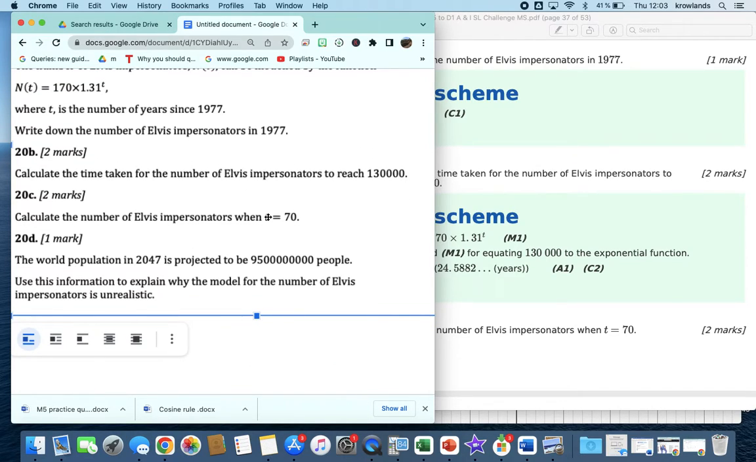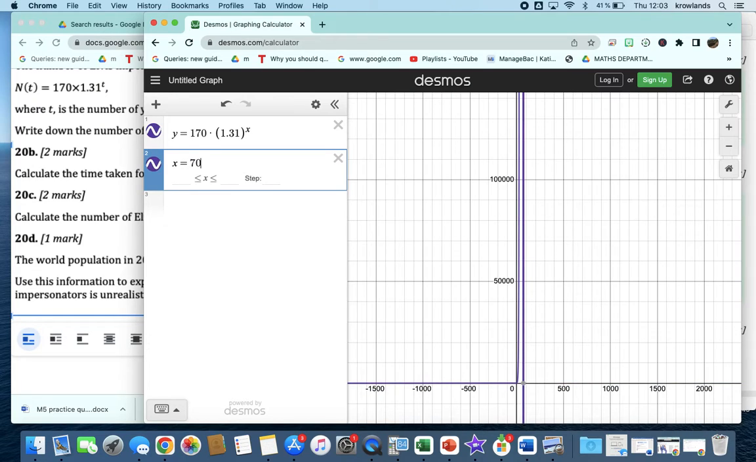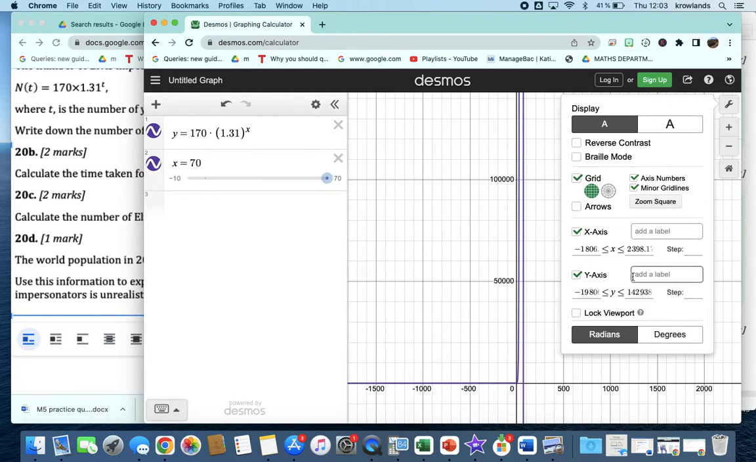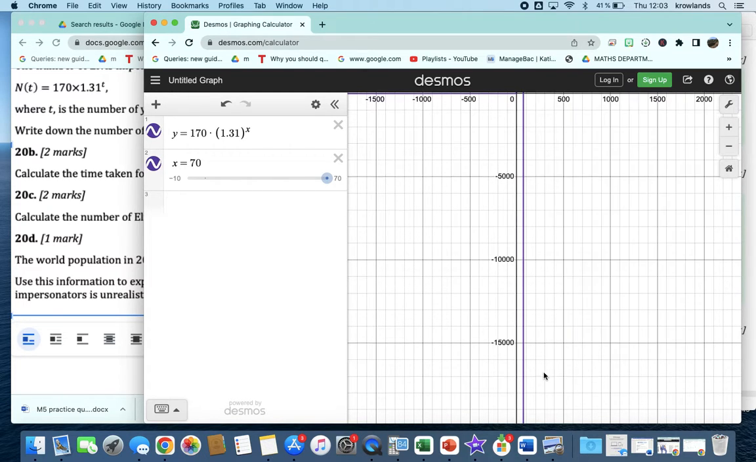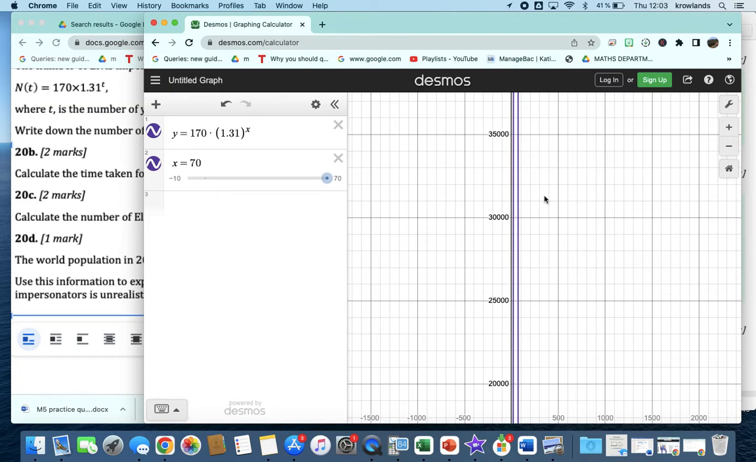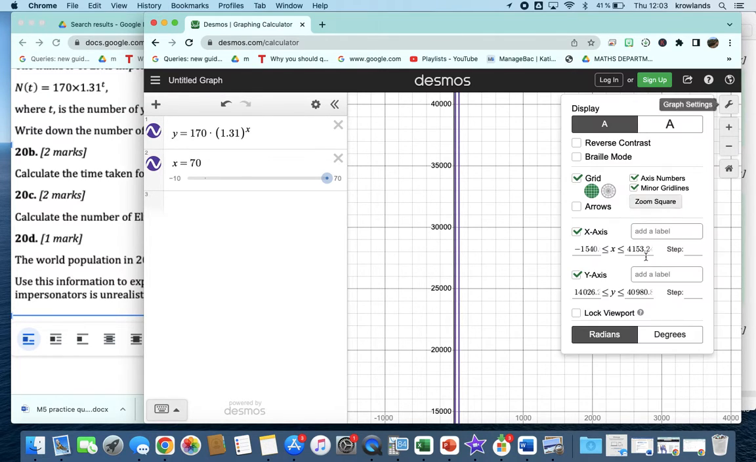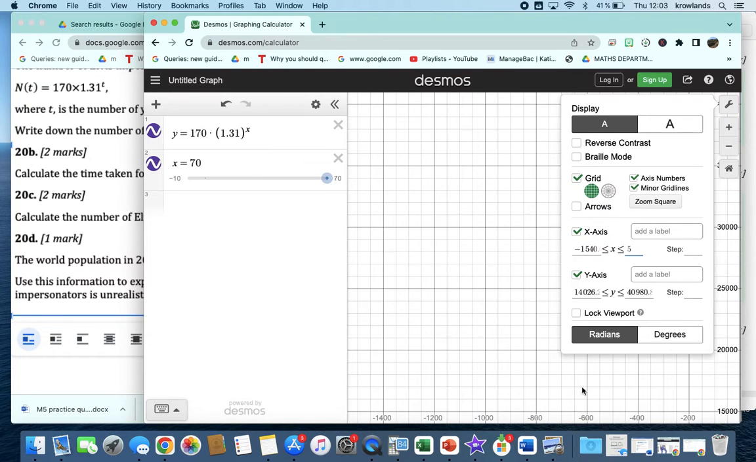Calculate the number of Elvis impersonators when t is equal to 70. So very similar to the previous question, but this time we're just going to write x is 70 rather than y. So x is 70, but now we can see too much of the y, so we're going to make sure that's a lot smaller, the number. Let's change it to 100. And we want to see where these two intersect. So I still can't quite see enough because we've got too much x and not enough y. So let's narrow the x-axis to 5 like we had before.